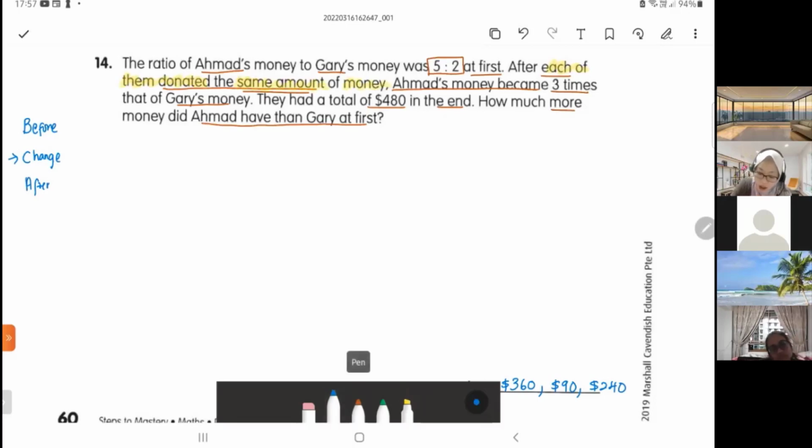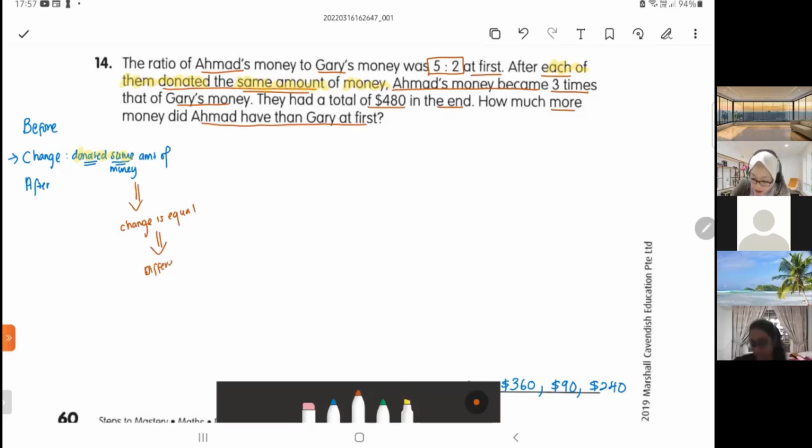So what happened in the question? The change is that they donated the same amount of money. So when they donate the same amount of money, we can actually say that the change is equal. And when the change is equal, it means that the difference is equal or the same. And we can tell that this is actually the difference and change concept.